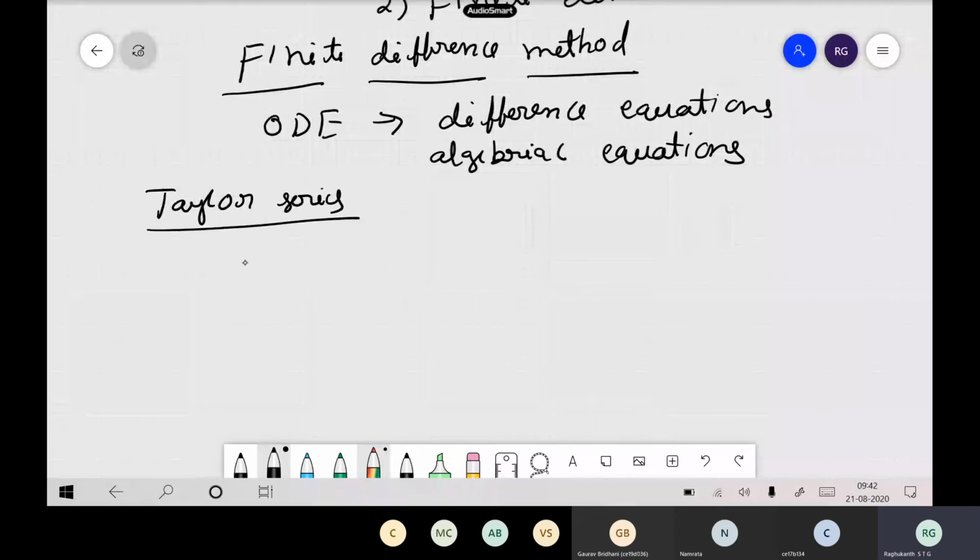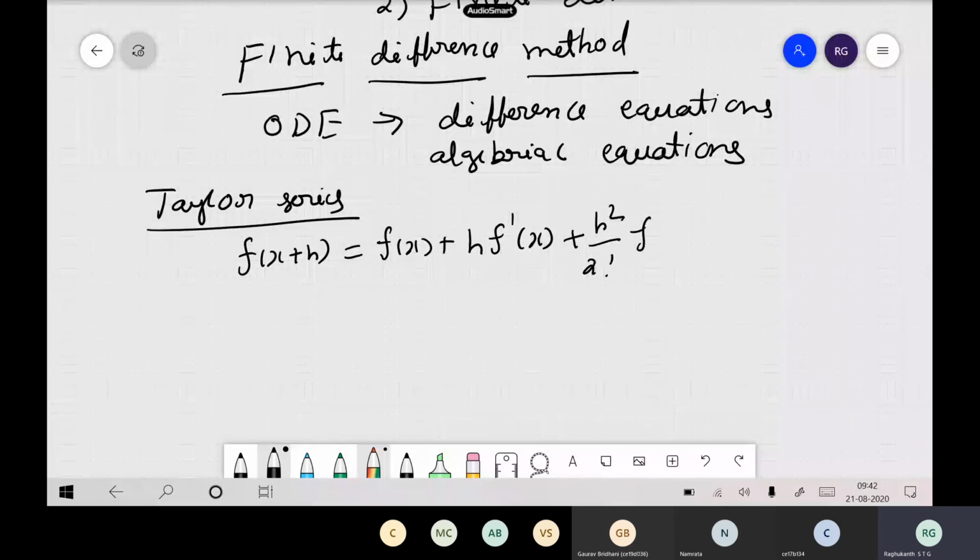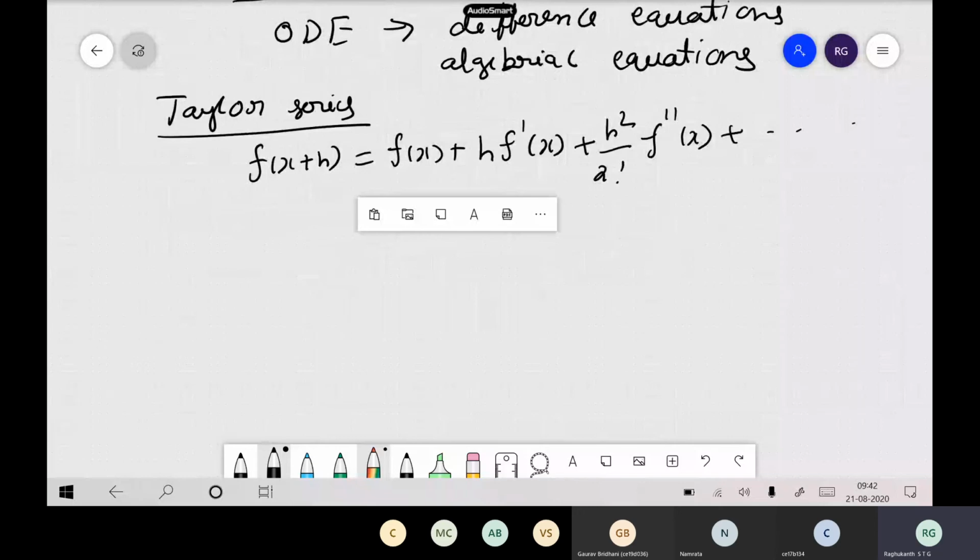Okay, so this you should know, that is f of x plus h. All of you know this thing. So f of x plus h is f of x plus h times f dash x plus h square by 2 factorial times f double dash x, like that. You write all this as a Taylor series kind of a thing. Based on the Taylor series you find out all the derivatives actually.